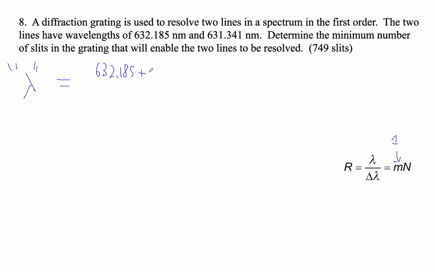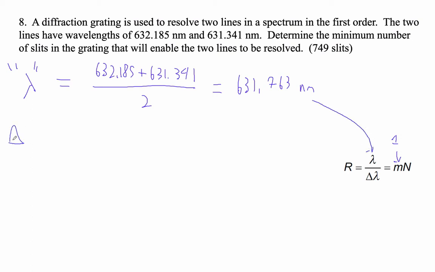632.185 plus 631.341 divided by 2. All right, 632.185 plus 631.341 divided by 2 is 631.763 nanometers. So we use the average as that guy, right?